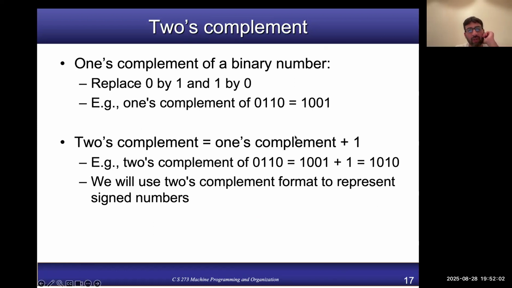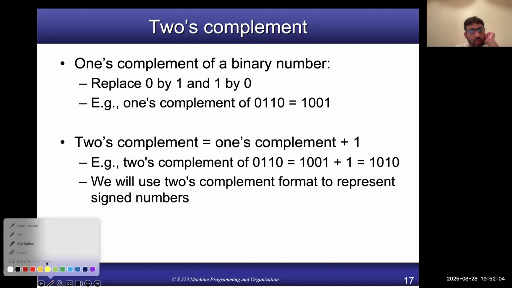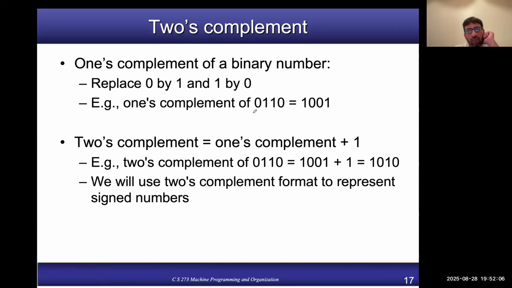So if we have the binary number 0110, we simply first get its 1's complement by toggling all of its bit values, so it becomes 1001, right? Now how to get the 2's complement? By adding 1 to the 1's complement. So this is the 1's complement, and we simply add 1 to it, and we get 1010, right?